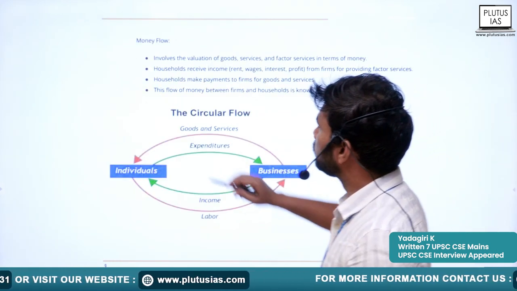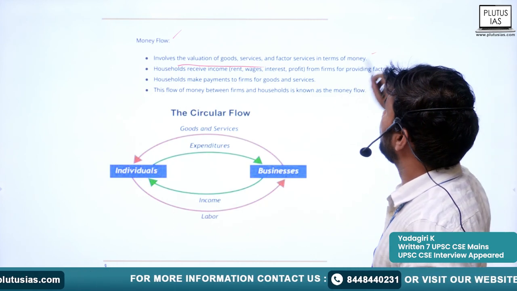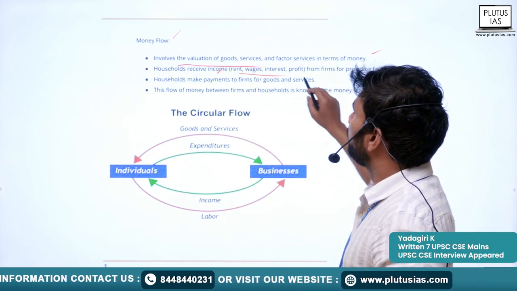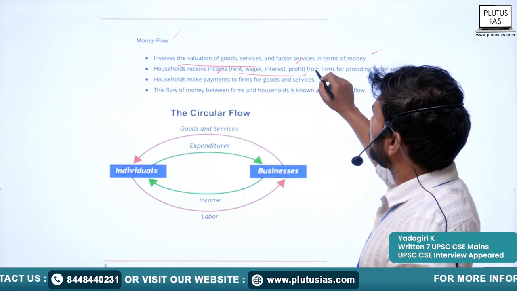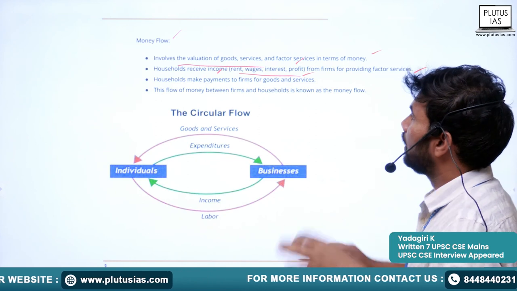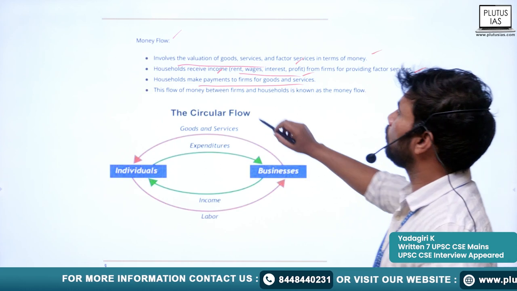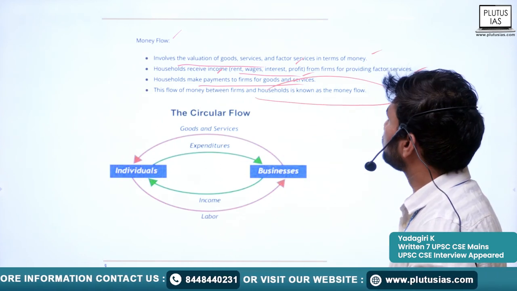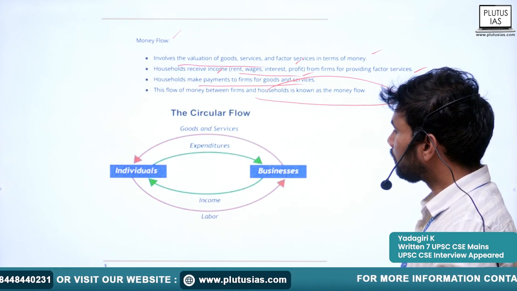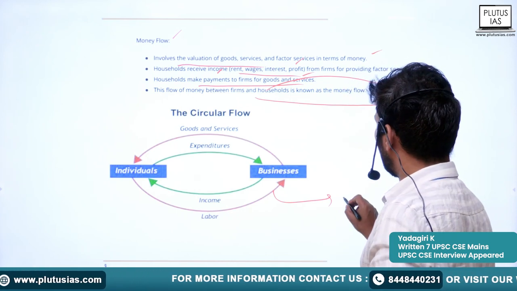Next, there is money flow also. It involves the valuation of goods, services and factor services in terms of money, right? Households receive income, rent, wages, interest and profit from the firms for providing factor services, right? Households make payments to firms for goods and services. This flow of money between firms and households is known as the money flow, right? Whatever is depicted in the red color is known as money flow.